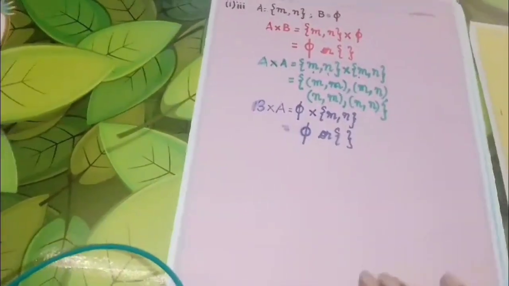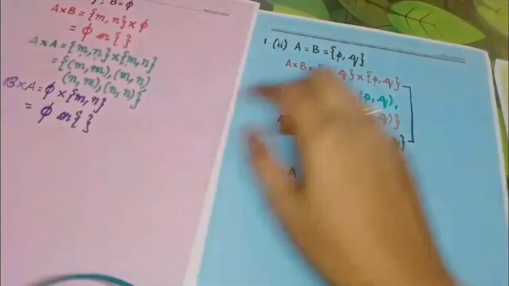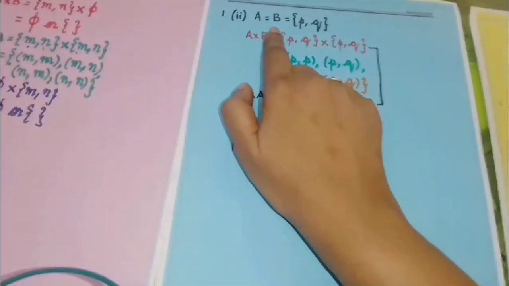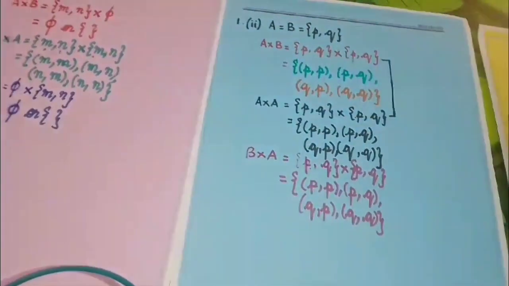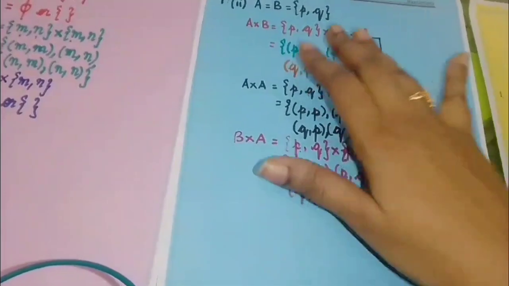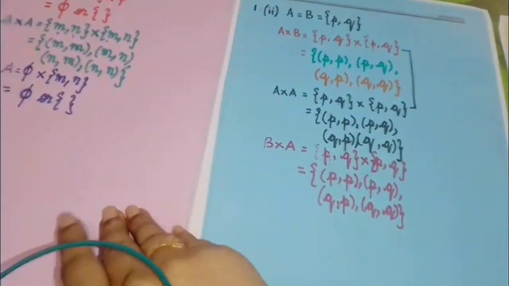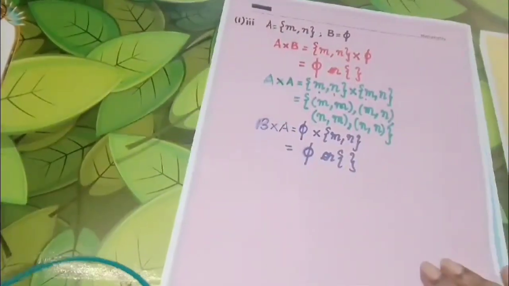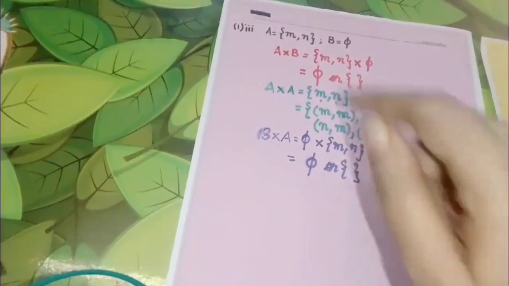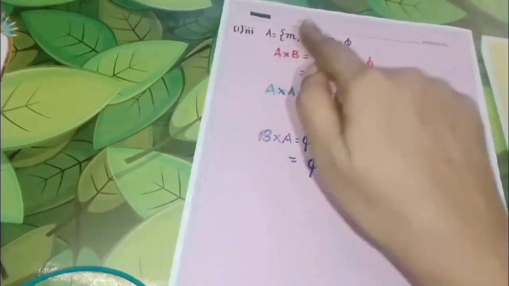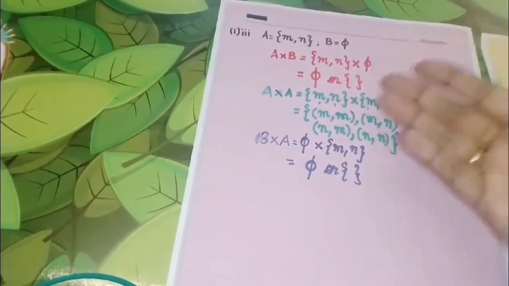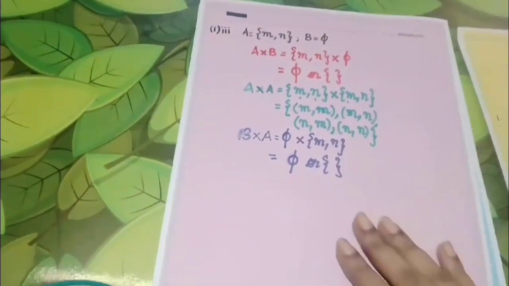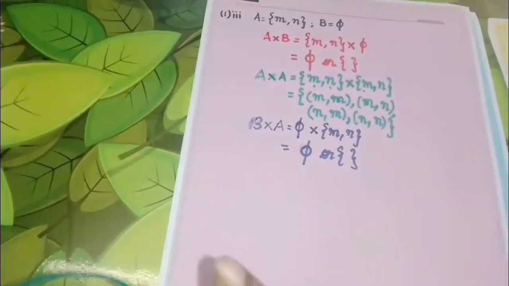In the second subdivision, we were given two equal sets. They had the same elements P and Q, and there also we found A cross B, A cross A, and B cross A. And finally, in the third subdivision, we were given a non-empty set and an empty set, and then we are asked to find A cross B, A cross A, and B cross A. So with this, our first sum is over.